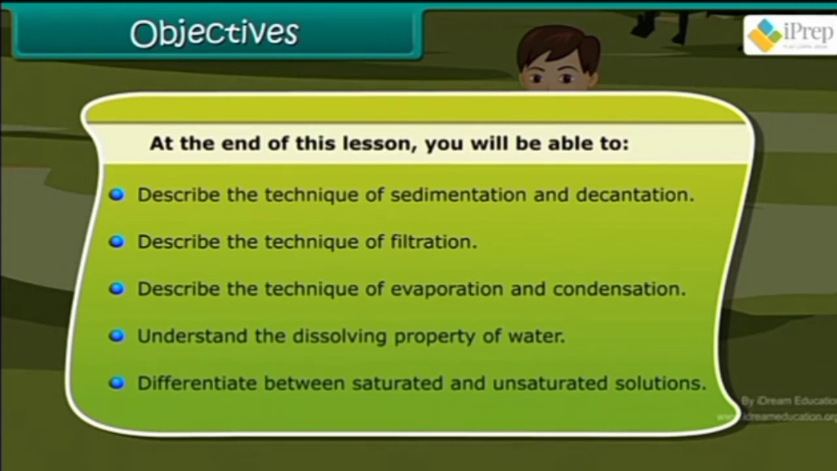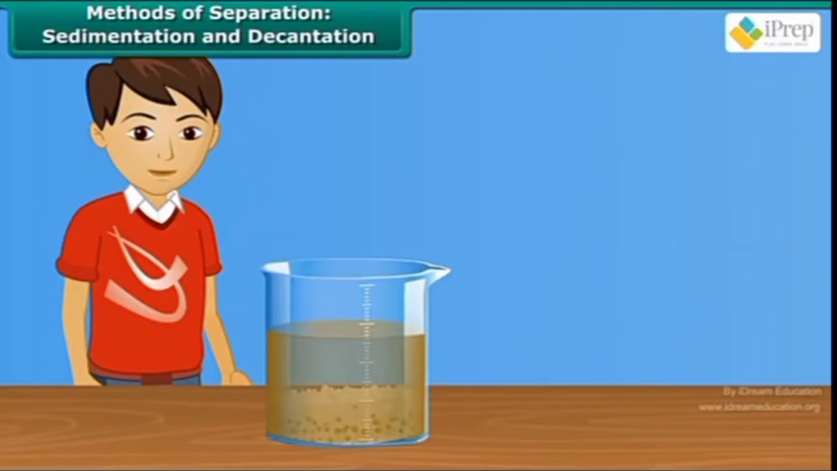unsaturated solutions. Jack filled a beaker with muddy water and left it undisturbed for some time. After some time, he was surprised to see the beaker. Let us also look to find the reason for his surprise. The beaker had clear water. Mud, being heavy, had settled down at the bottom of the beaker, while the water formed the upper layer.